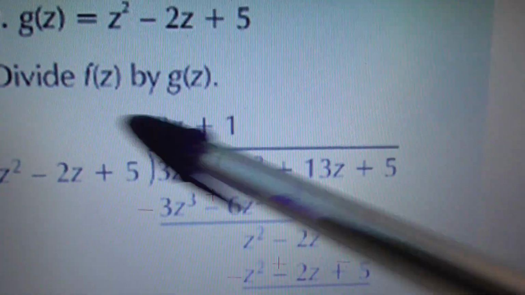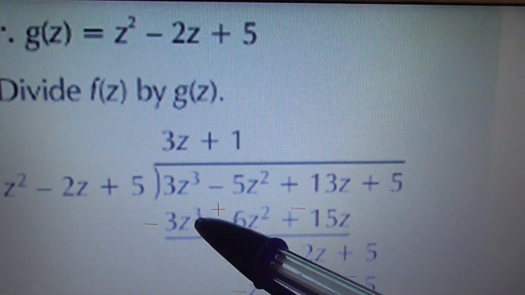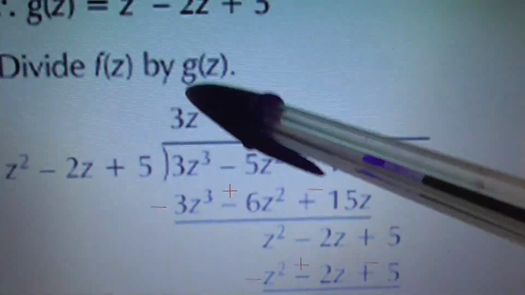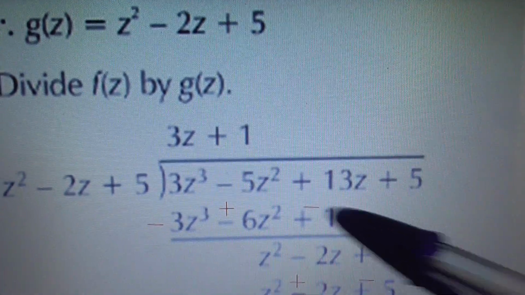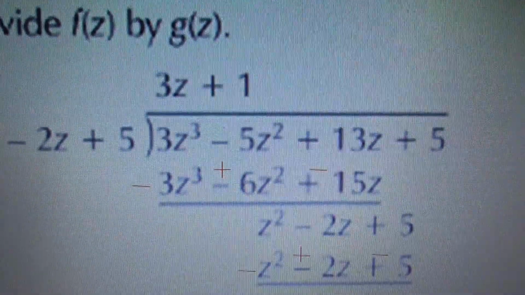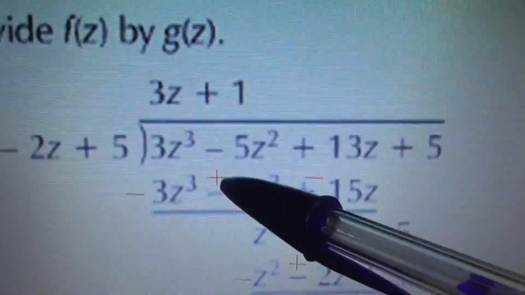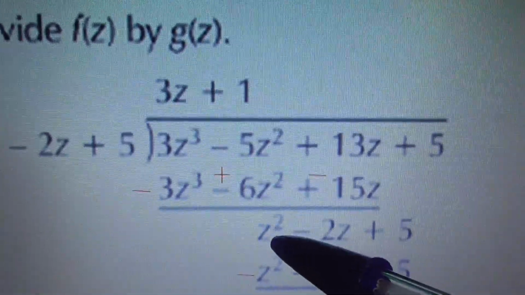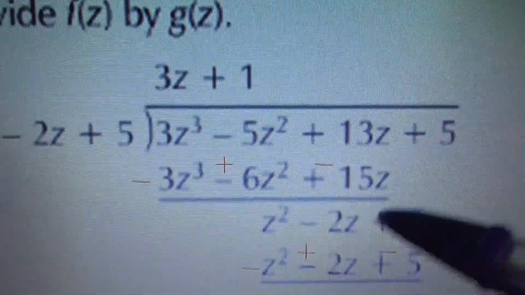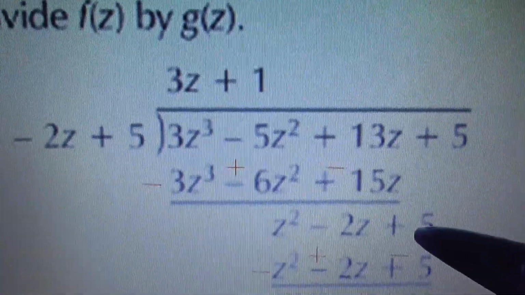Multiply it back out. 3z by z squared is 3z cubed. 3z by minus 2z is minus 6z squared. 3z by 5 is 15z. Change all your signs. You can see that in red I have changed them. The z cubes cancel. Minus 5z squared plus 6z is z squared. Plus 13z minus 15z is minus 2z. And plus 5 and nothing is plus 5.